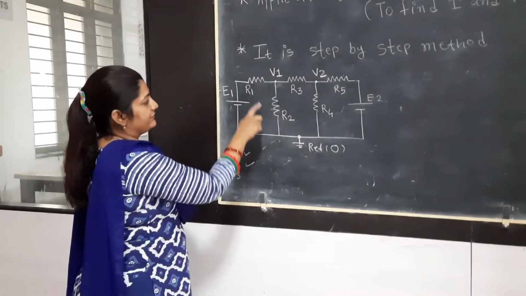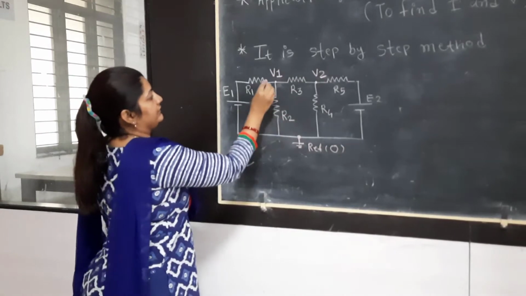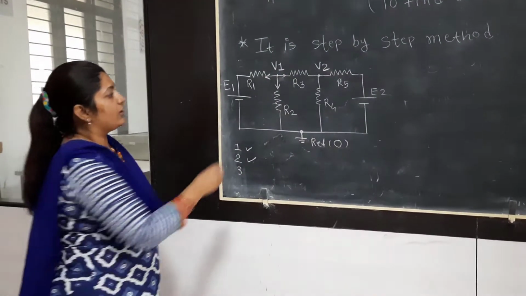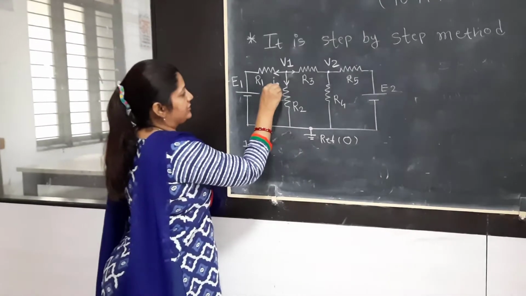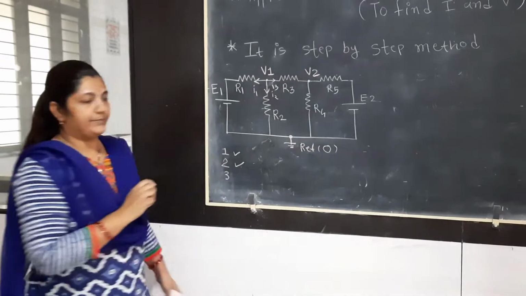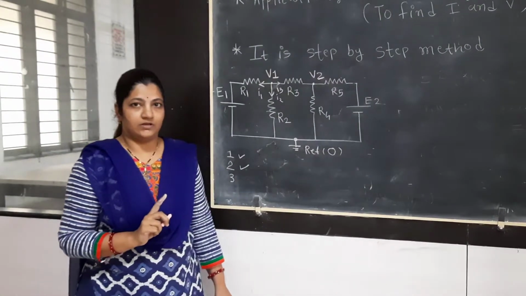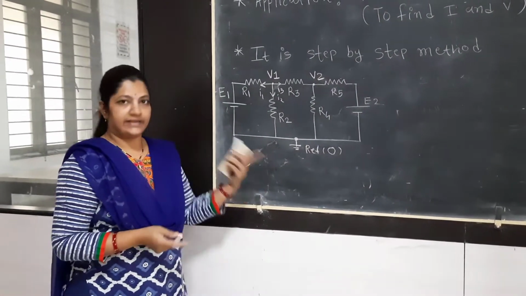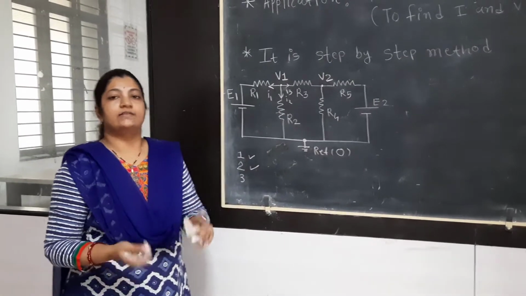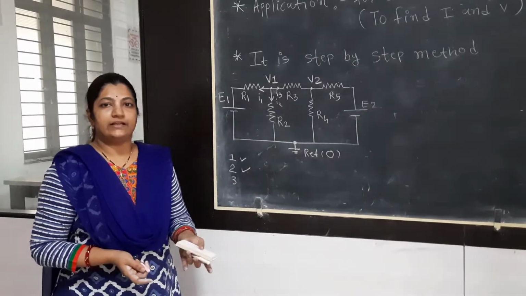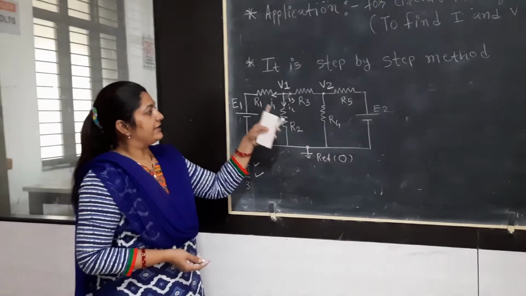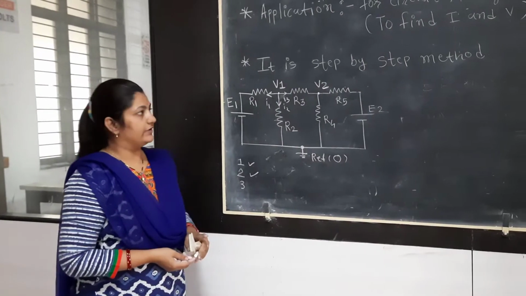Related branches are R1, R2, R3. Let's say I am assuming all three branch currents in an outward direction. Remember, it is only my assumption. One can go with all three currents entering, or one current entering and the other two outward. The choice is completely based on the individual's requirement. So here I have assumed all three currents outward.